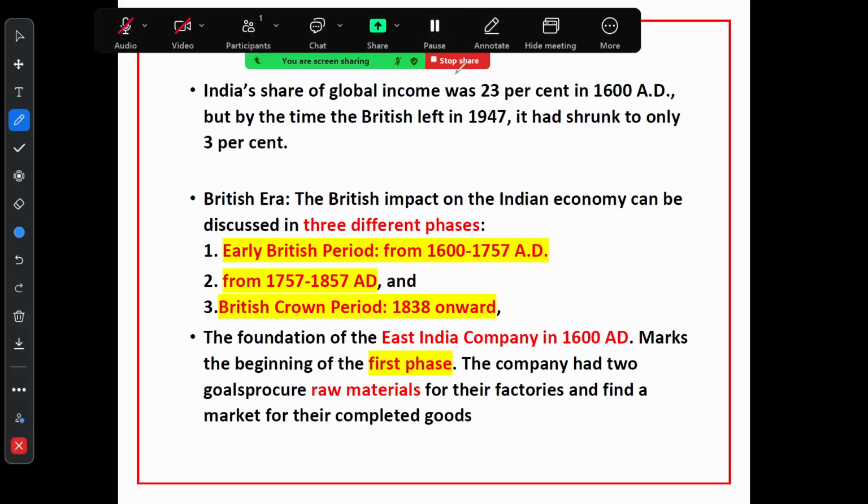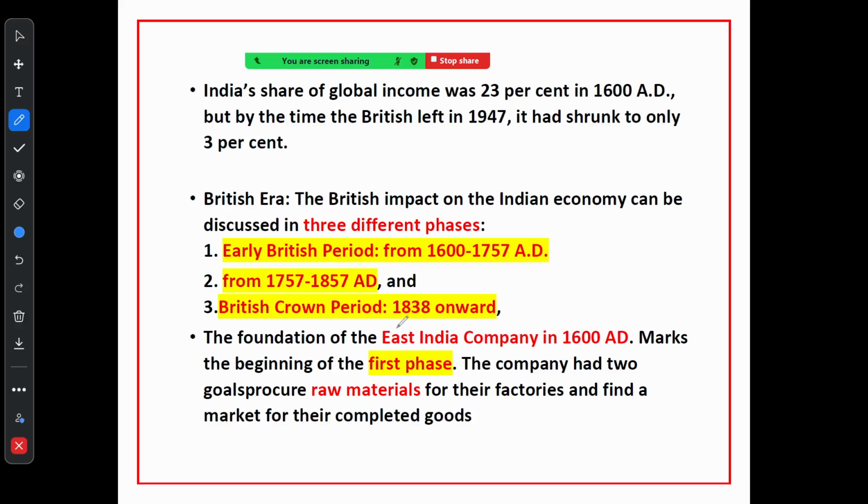Their two main goals: the first was finding raw material. They wanted things like cotton, tea, and spices to take back to England and use in their factories. And the second was selling their products. They wanted to sell English-made goods to Indians. So this marked the start of a long period of British colonial control over the Indian economy.